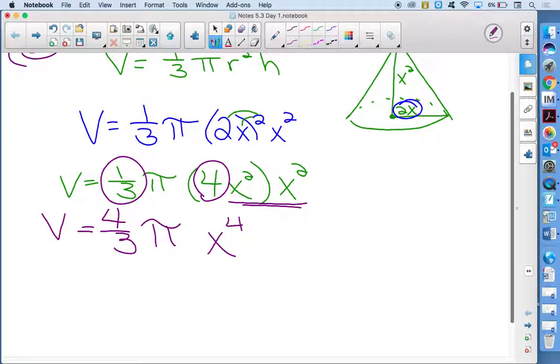So the volume of a cone is 4/3 pi x to the 4th when given this information about the height and the radius of a cone. If I had a different height and a different radius, obviously that formula would change. But now I could find the volume based off of any given x value. Questions? How about another one?